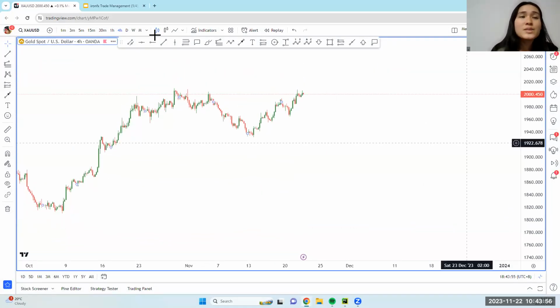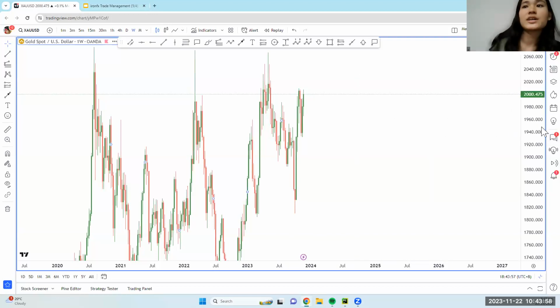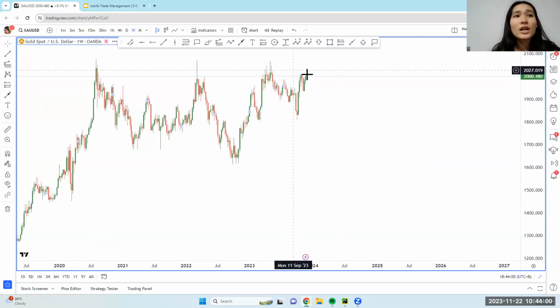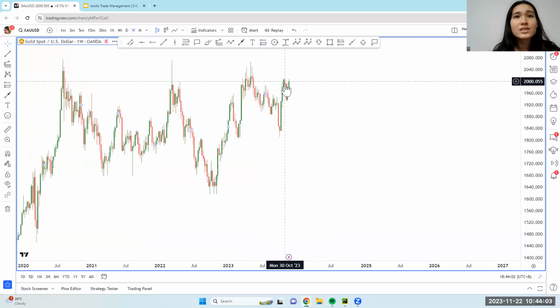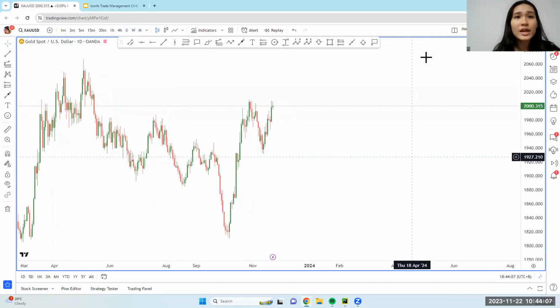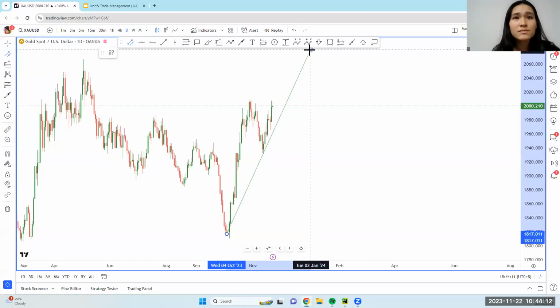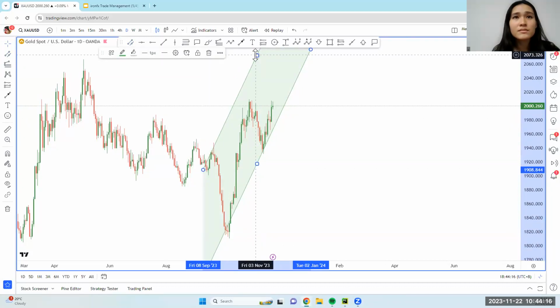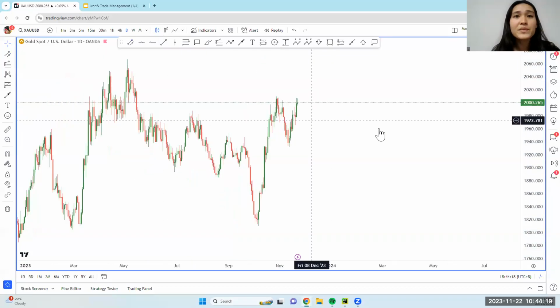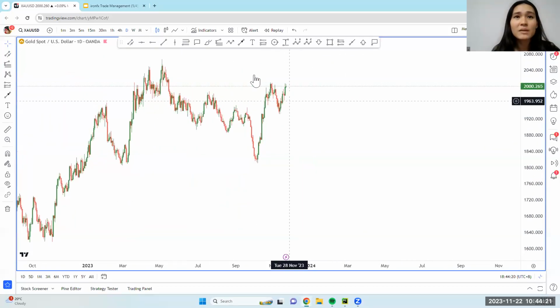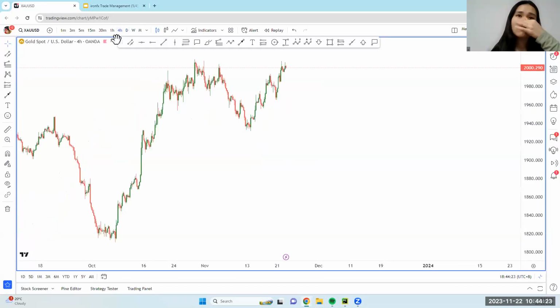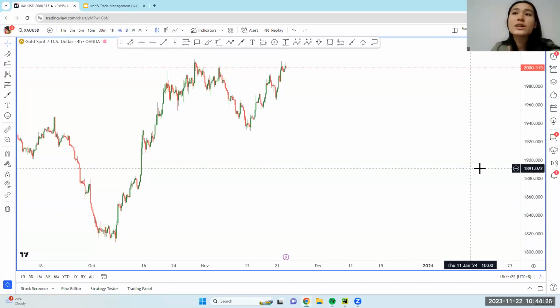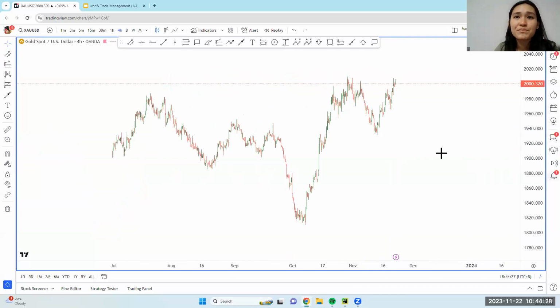Same thing, I'm gonna start off by looking at our higher time frames first. And on our higher time frames, we kind of see an uptrend. On our daily time frame, we also see an uptrend. Let's see if we have a channel here. Probably not, but you can see it's a definite uptrend here. And on our 4-hour time frame, it's also pretty bullish.